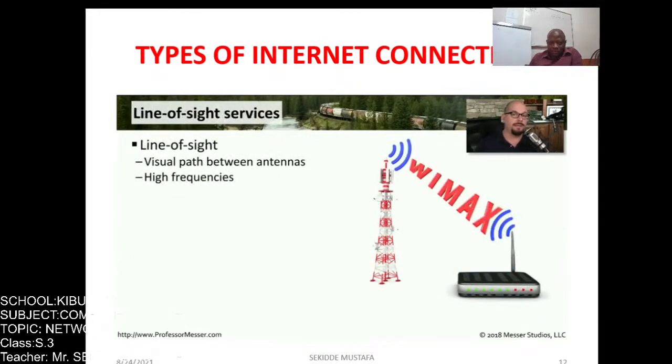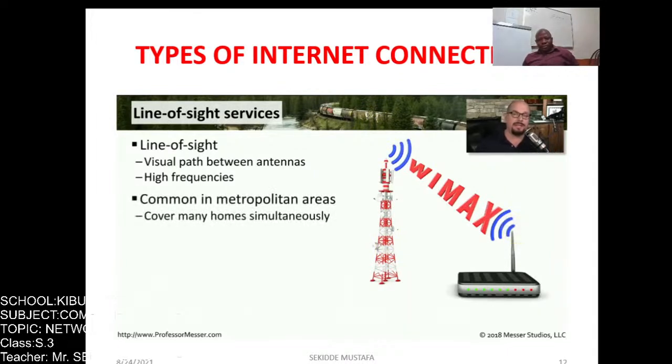In your metropolitan area, you may have the option of a line-of-sight internet service. This is a wireless internet service that's able to provide access over a very wide geographical area. This is a line-of-sight communication, so there are usually antennas placed very high that are able to communicate to many different homes simultaneously in one geographical area. There are also options for non-line-of-sight. This would usually be slower speeds using lower frequencies.